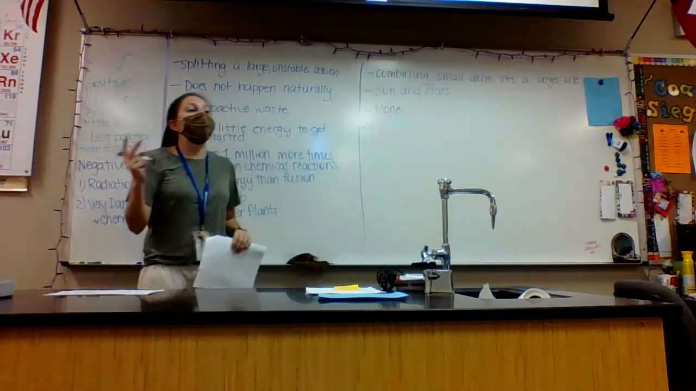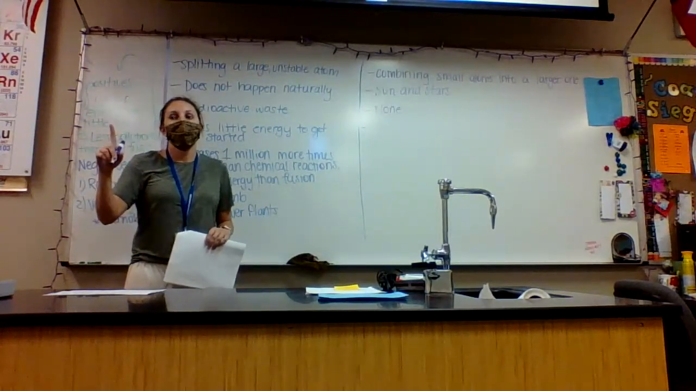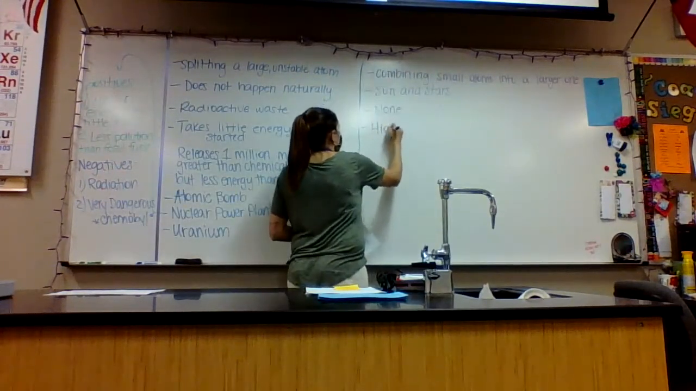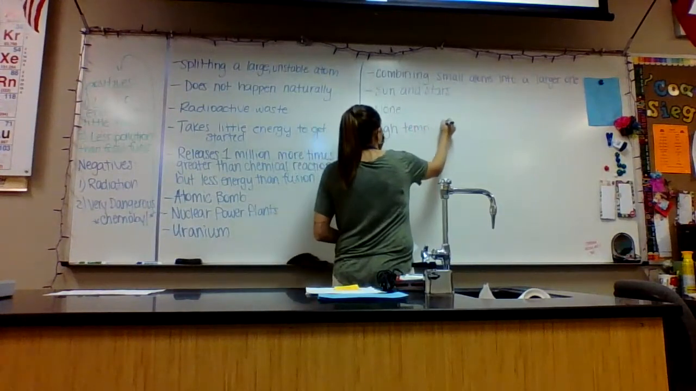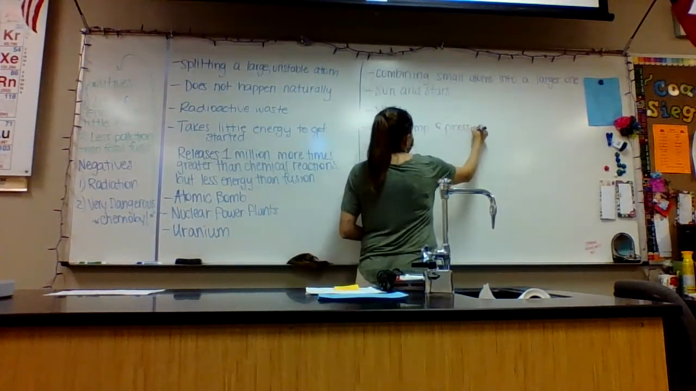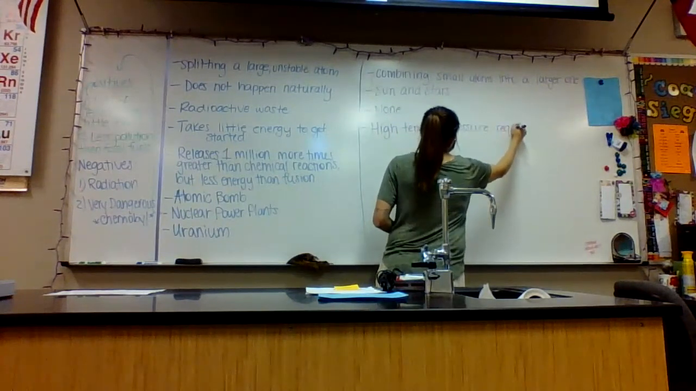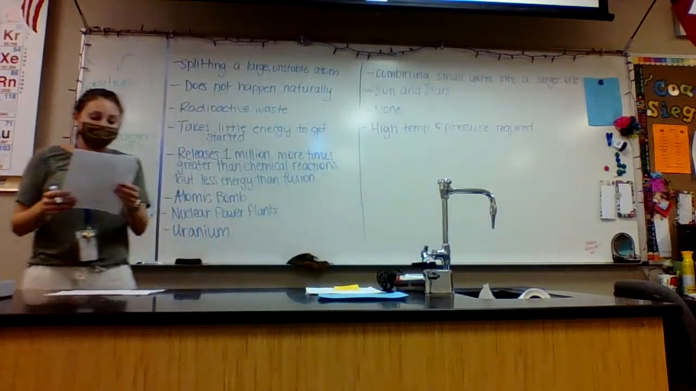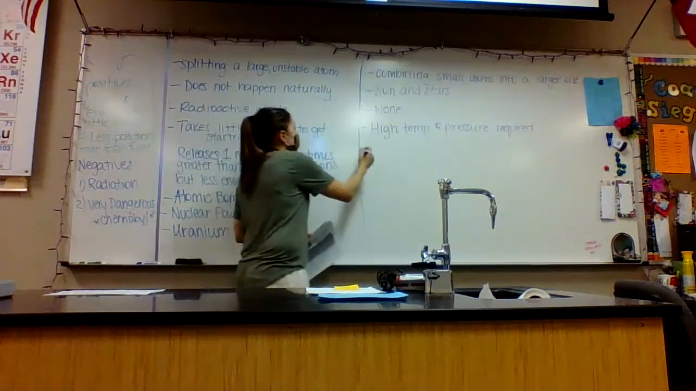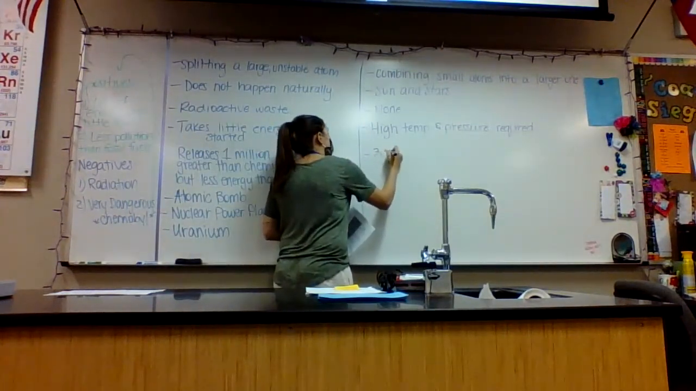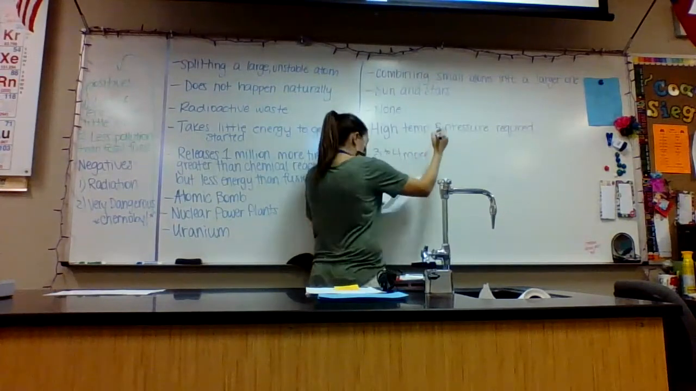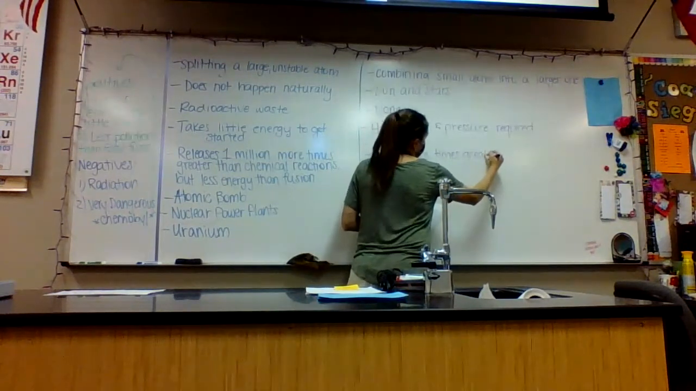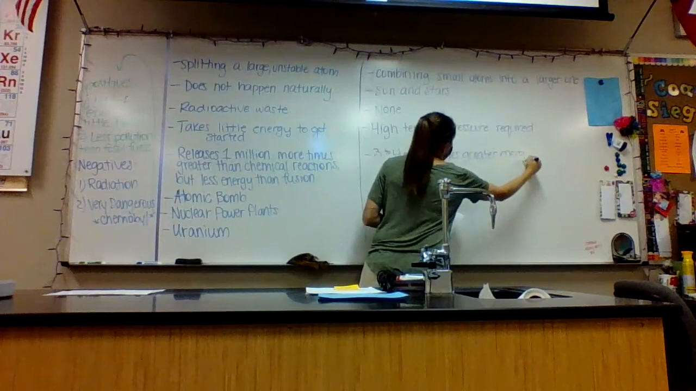So what are the two things required for fusion to happen? High temperature and pressure. Yep, high temperature and pressure required. Fusion releases 3 to 4 times greater energy than fission.